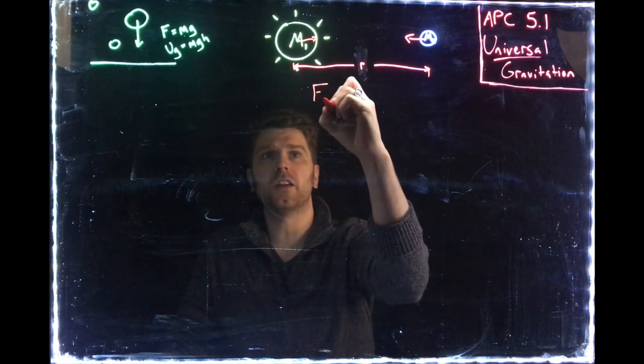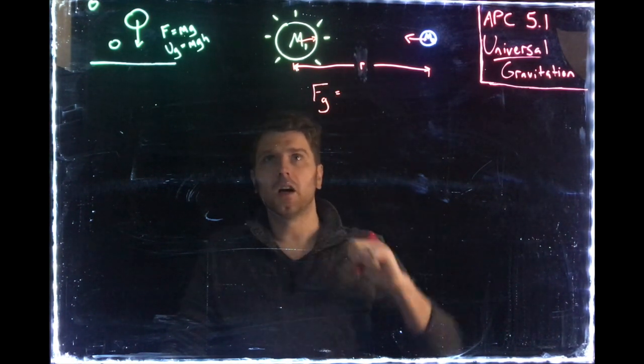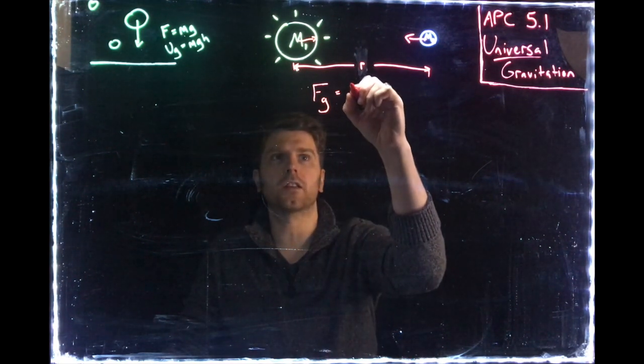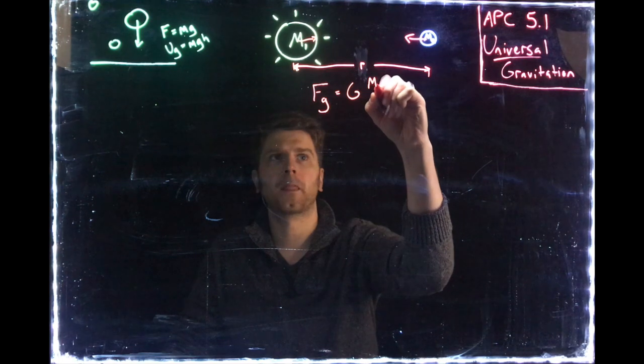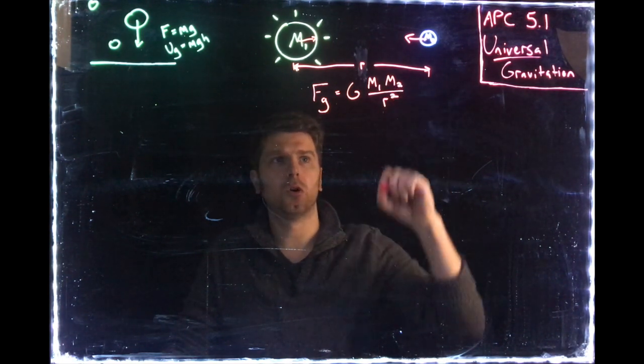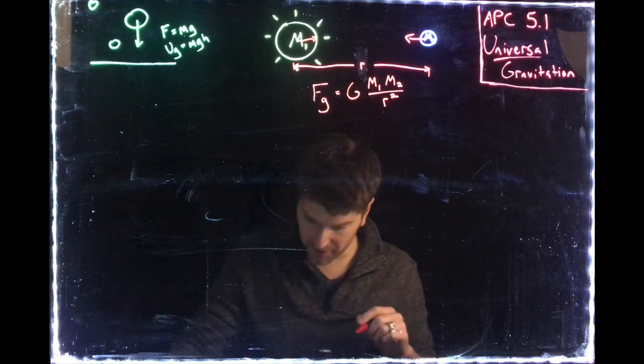So the force of gravity in general in the universe is not actually just mg. If I have two objects, it actually looks like this: big G, m1 times m2 over r squared. Now there's a couple things to note here.